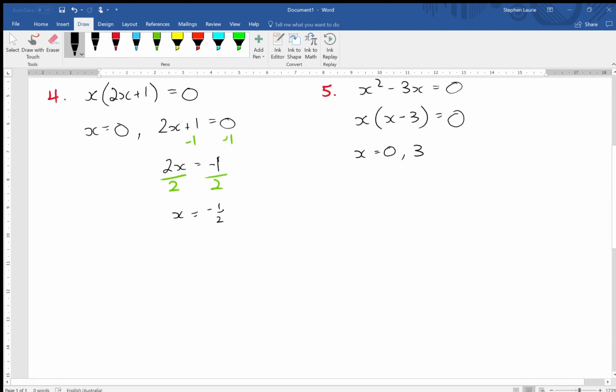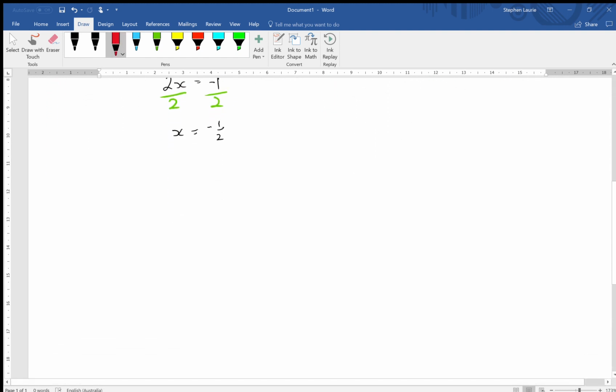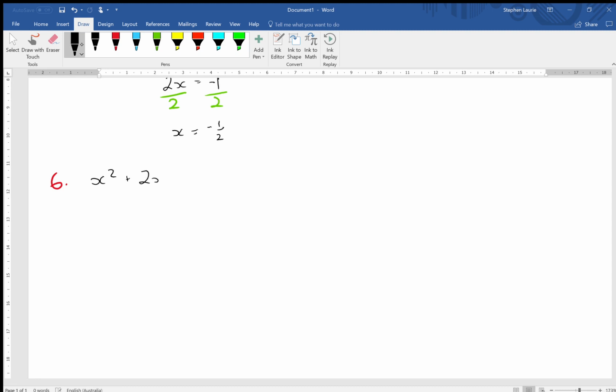Okay. Number 6. x squared plus 2x minus 15 equals 0. Solve that for x. Have a go.